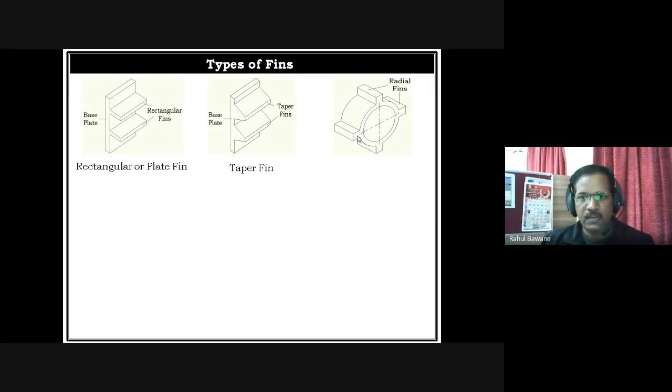Next is radial fins. If I provide fins, might be rectangular, might be taper, but in a radial direction, then it is called radial fins. Next is disc or annular fins. So I am providing one circular disc to the rod or tubes through which heat transfer takes place, and I want to increase the rate of heat transfer. Such kind of annular fins can be attached.